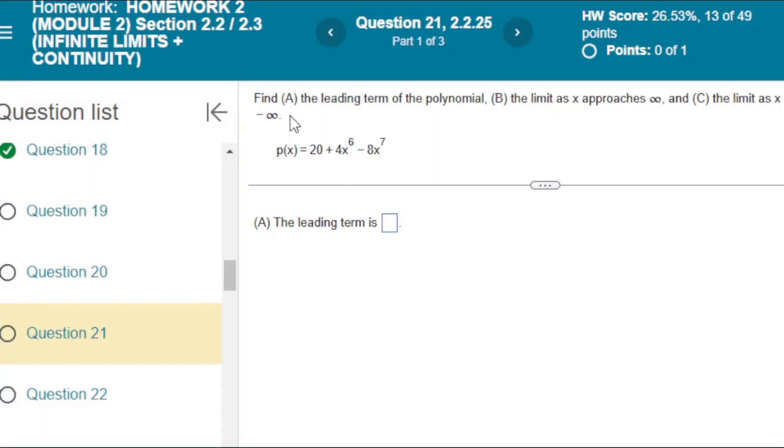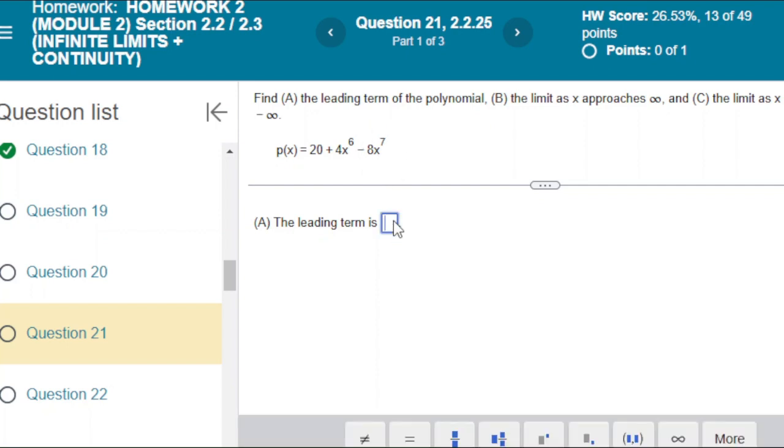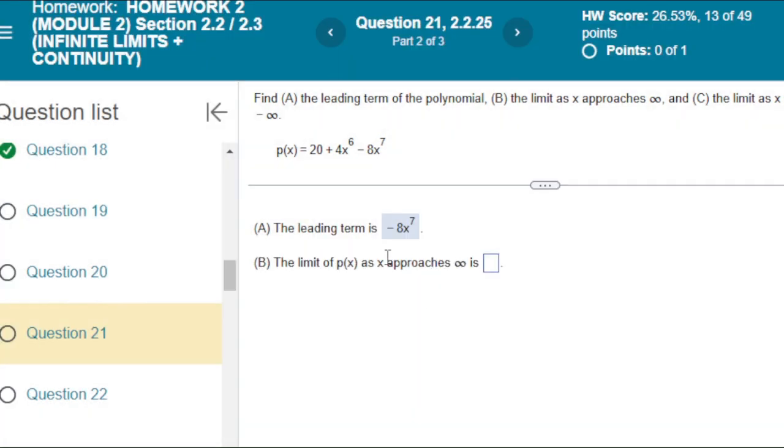Okay, let's look at this one. Find, part A, the leading term of the polynomial. Part B, the limit as x approaches infinity. And C, the limit as x approaches negative infinity. So remember that the leading term is not necessarily the term that appears first, like the 20. It's the term that has the highest degree. So the highest degree term is negative 8x to the 7th. That's the leading term. By the way, the leading coefficient would be negative 8. Okay, but the leading term is negative 8x to the 7th.